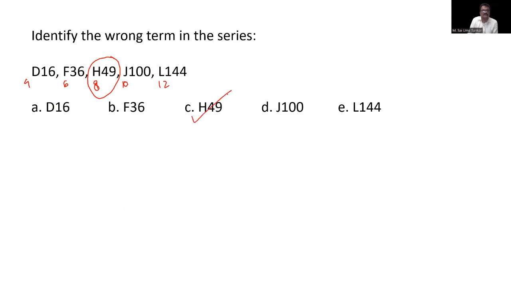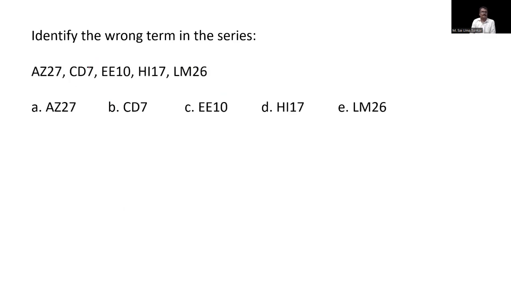So what is the wrong series? H49, which is the required answer. Suppose instead of H, G is there, then that is the correct sequence. Next.